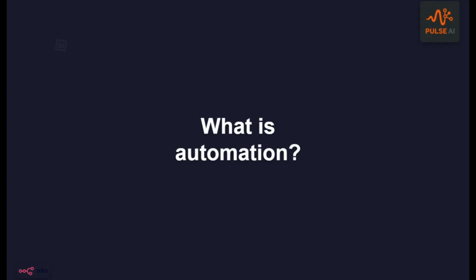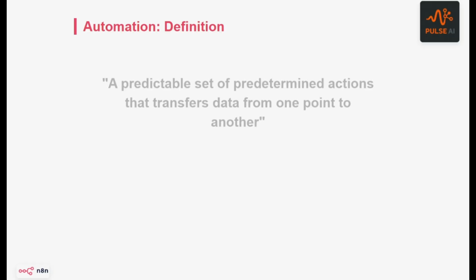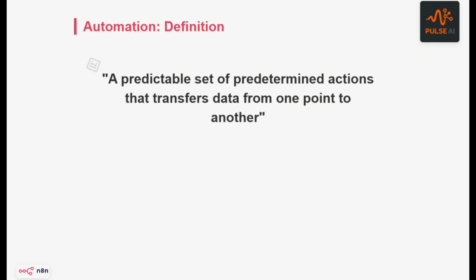So, what is automation? Let's start with the definition. Automation is a predictable set of predetermined actions that transfers data from one point to another. This is a very wordy definition. Instead of breaking it down like this, I would like to show you an example.